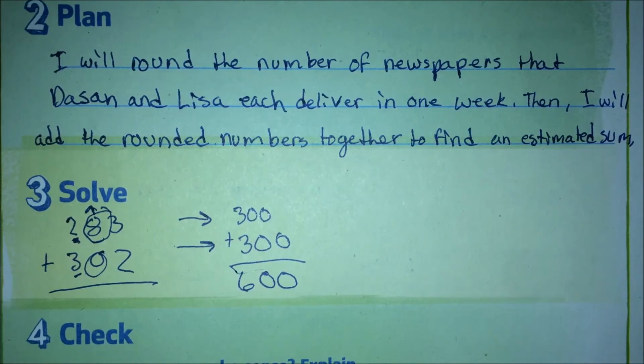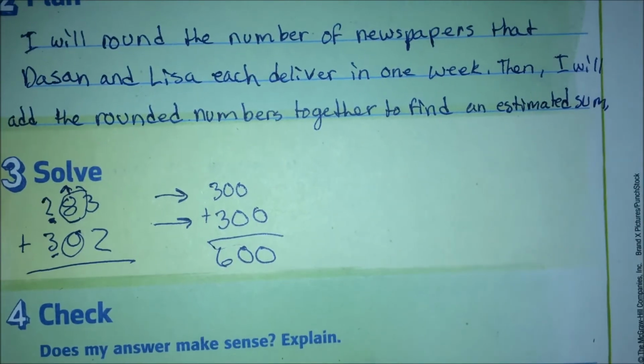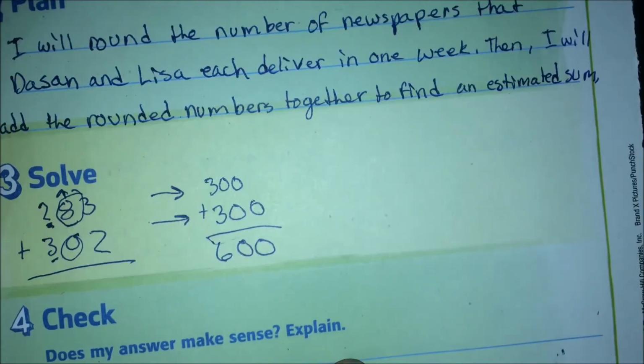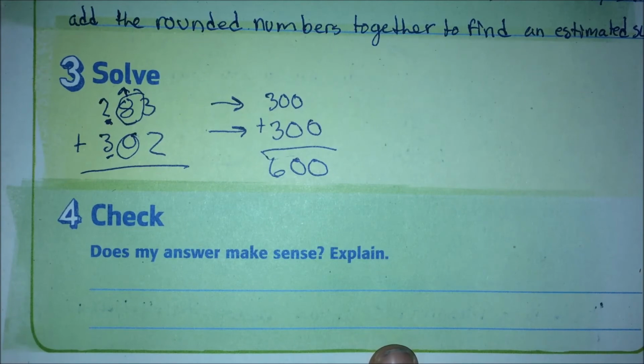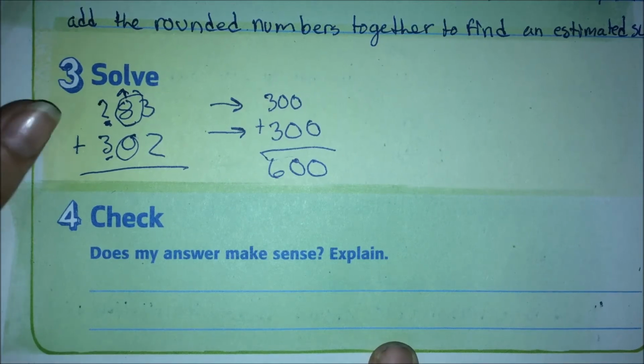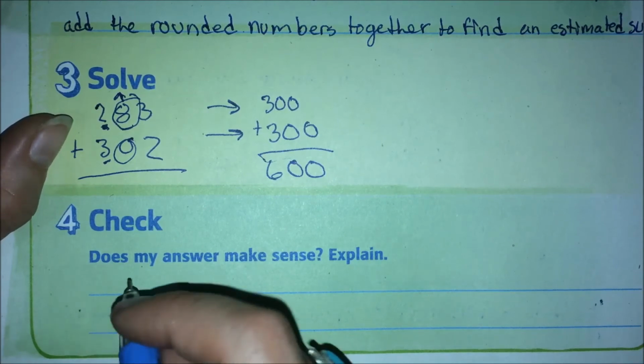Wow, well, what do you think? 600. Now, the question was, is 400 a reasonable answer? And our answer is 600. 600 and 400 aren't close. If we are rounding both to the nearest 100, they would not be the same answer. So therefore, I would not say that that's a reasonable estimate. They're off by 200 newspapers. That's kind of a lot.